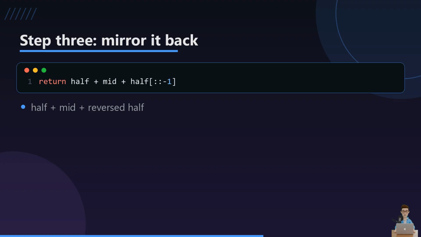Now we just glue it together: the smallest half, the middle letter if there is one, then that same half reversed. In short, build the left side once and the mirror writes the right side for you.